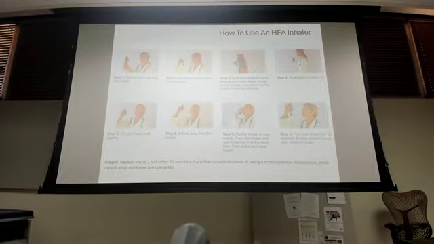Just don't spray it in your eyes. Be ready to take the breath. They don't have to do all that, but it goes through step by step what they're supposed to be doing. They do need to wait at least 30 seconds before they give themselves another dose.